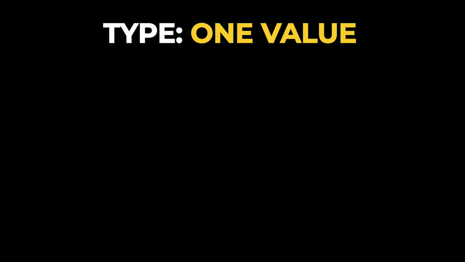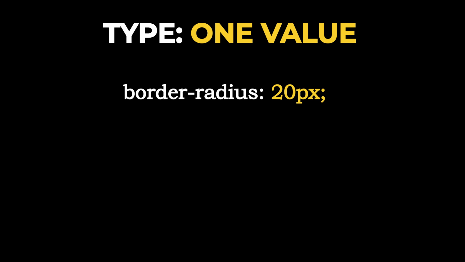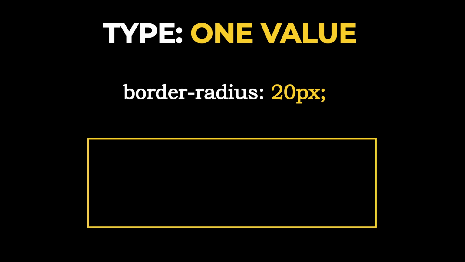Starting off with the one value type, when you provide a single value, it applies the same amount of rounding to all four corners of the element. This means that no matter which corner you look at, the curvature will be uniform, creating a balanced and symmetrical effect. Check out this example.